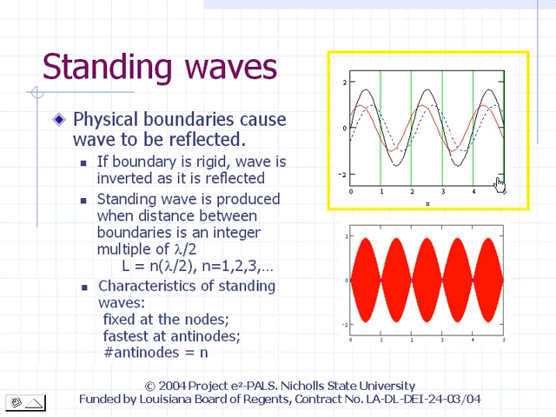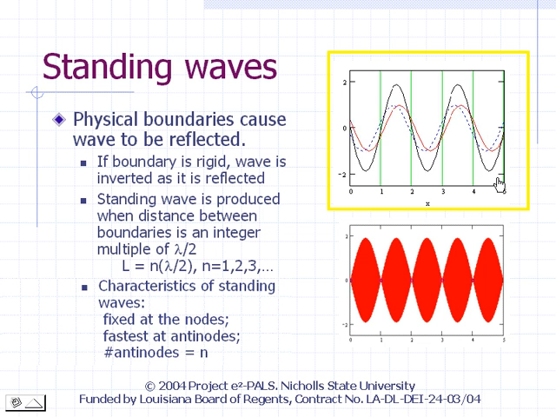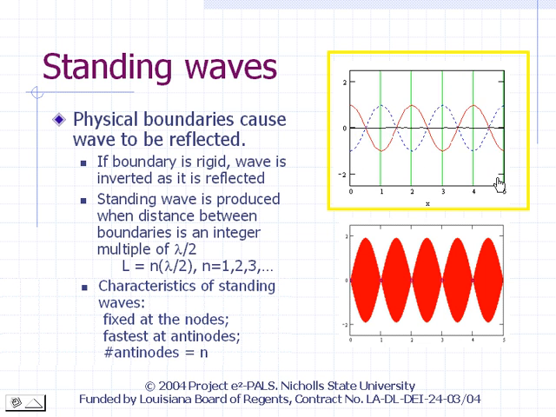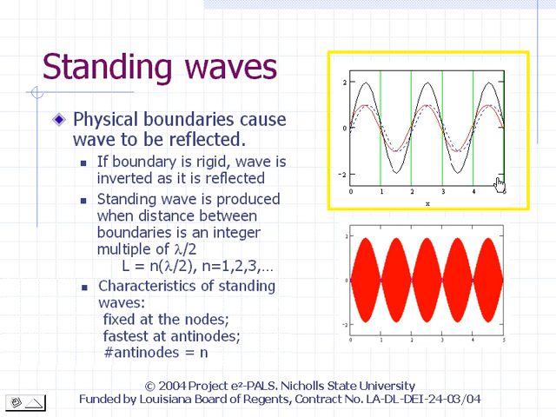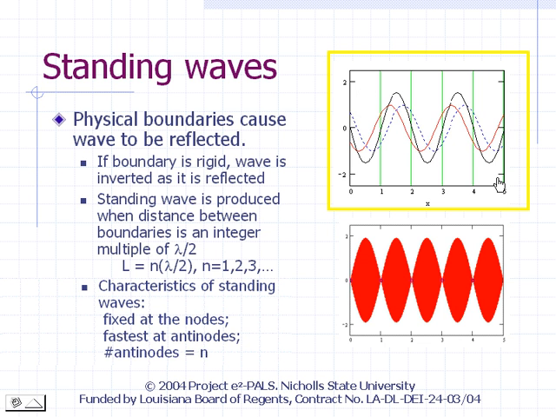Watch carefully. You will note that the red curve represents the wave propagating to the right. The blue curve represents the reflected wave. Note that at x equals 5, the red and blue curves are exactly opposite. The same would be true at x equals 0, where the reflected wave will be reflected back.